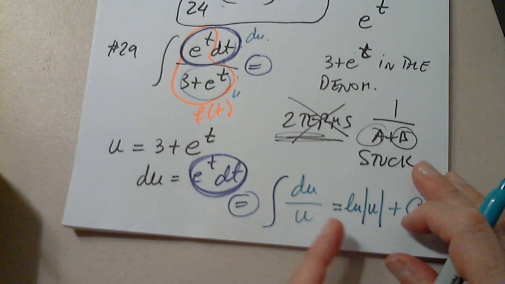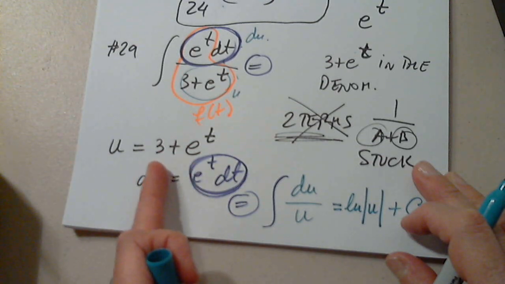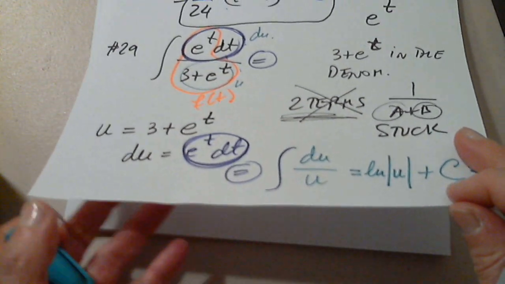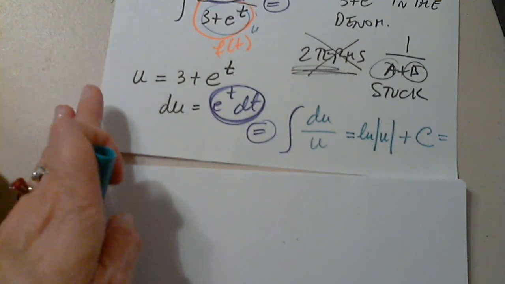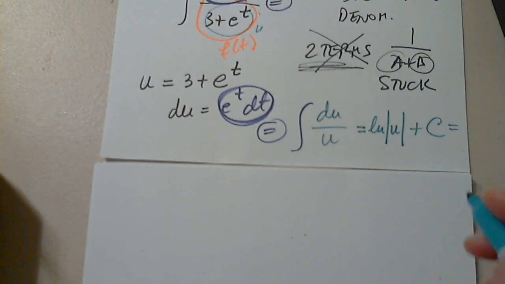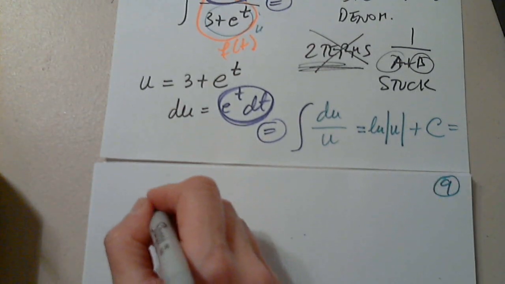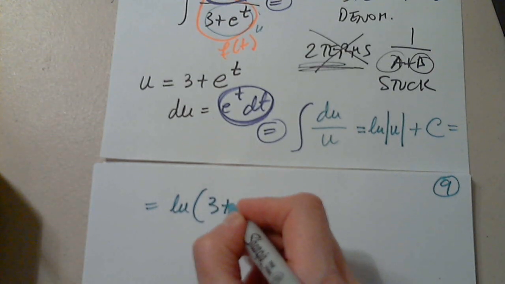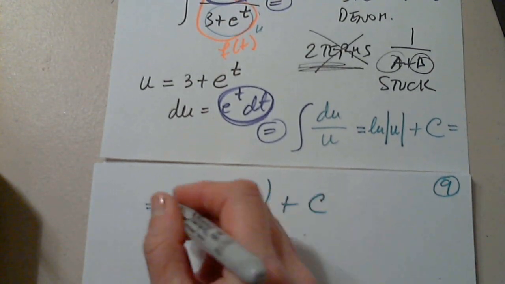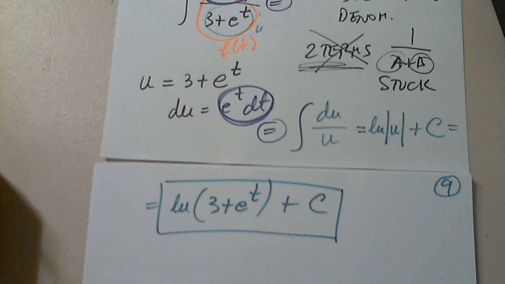Now I have to replace u by 3 plus e to t. This is always positive. I will not need the absolute value. But initially, I have to write the absolute value. Awesome. Well done. See, I tortured you enough. So, natural log of 3 plus e to t plus a constant c, and this is done. So this is the technique of integration called substitution or substitution rule for indefinite integrals.